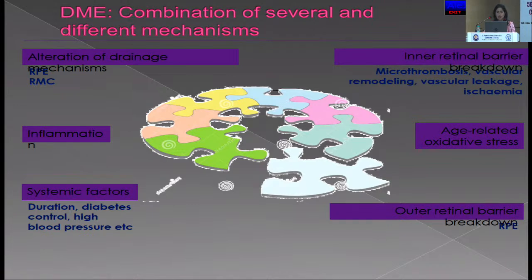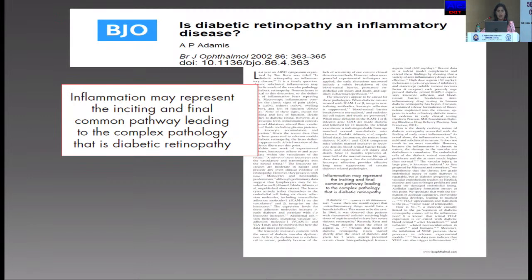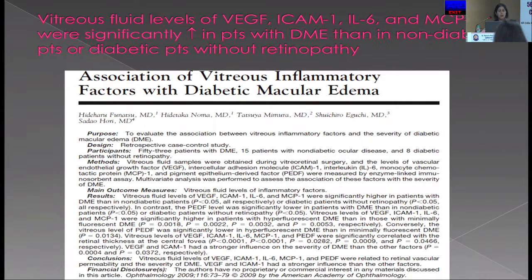There is alteration of drainage, inner retinal barrier breakdown, there is inflammation, there is age-related oxidative stress going on, there are systemic factors like duration, control, high blood pressure, other systemic associations, etc. And even outer retinal barrier breakdown also happens. There are various studies, and let me not go into the details, but the studies support inflammatory mediators and various VEGFs as a causative factor for edemas and retinopathies.